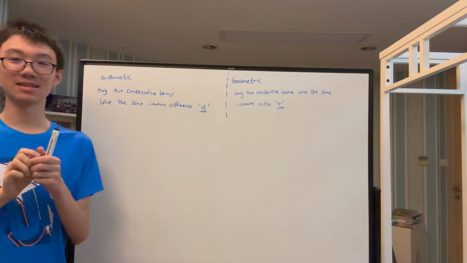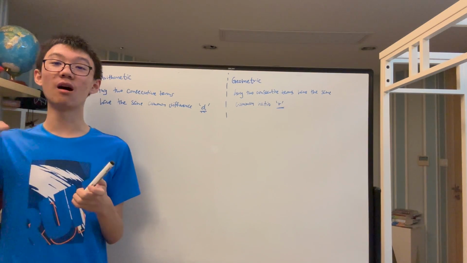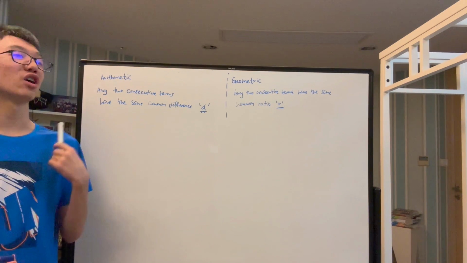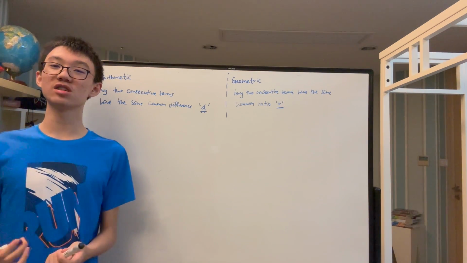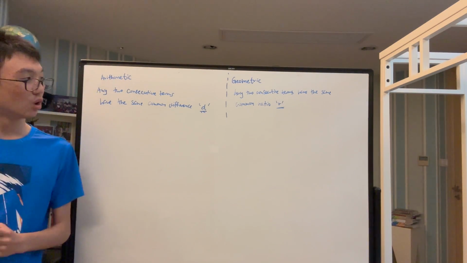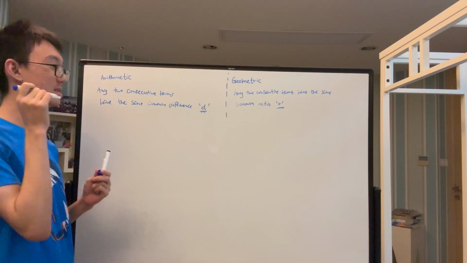So in math tests, when you see the letters D and R, know that they are actually the common difference and the common ratio respectively, instead of just some random variables that your teacher decided to assign you. Well, how can we express these algebraically?